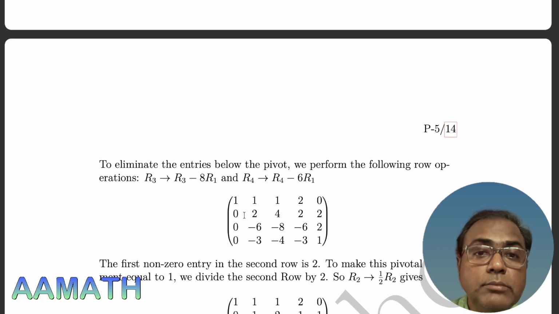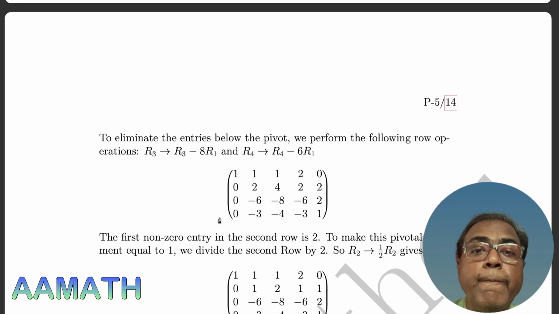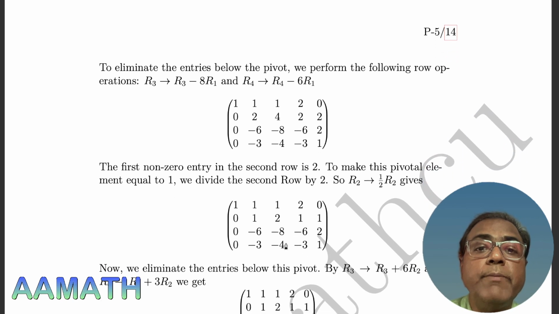Next, for the second row, we want a leading one for this element 2. So we divide the elements in the second row by 2. So new R2 is equal to 1 by 2 of old R2. So we get this matrix after dividing the second row: 1 0 1 2 1 1.